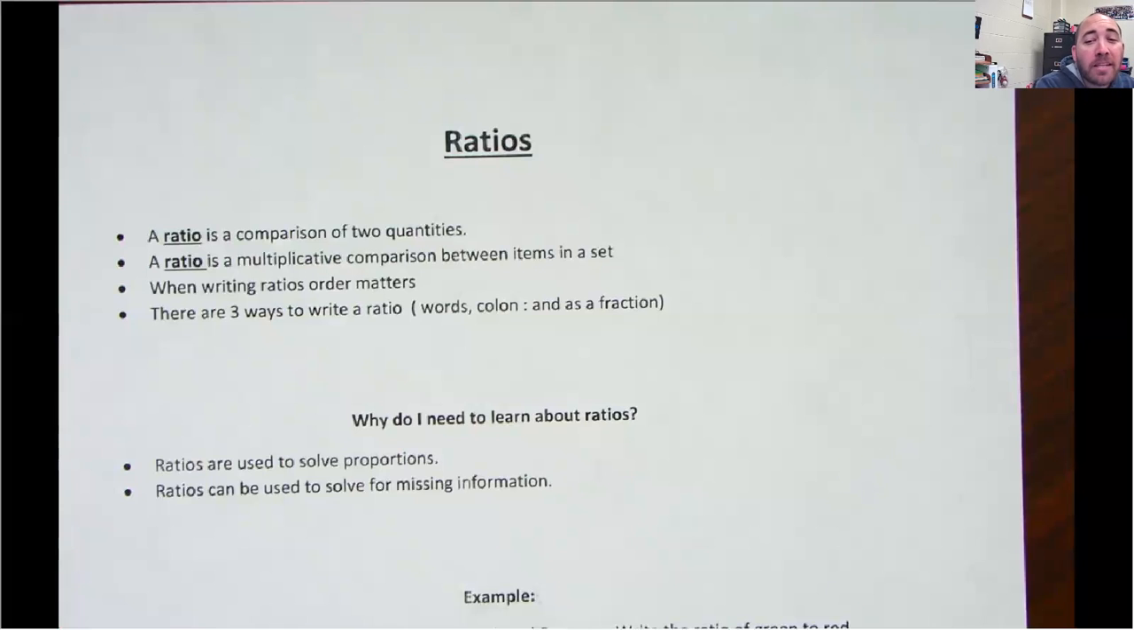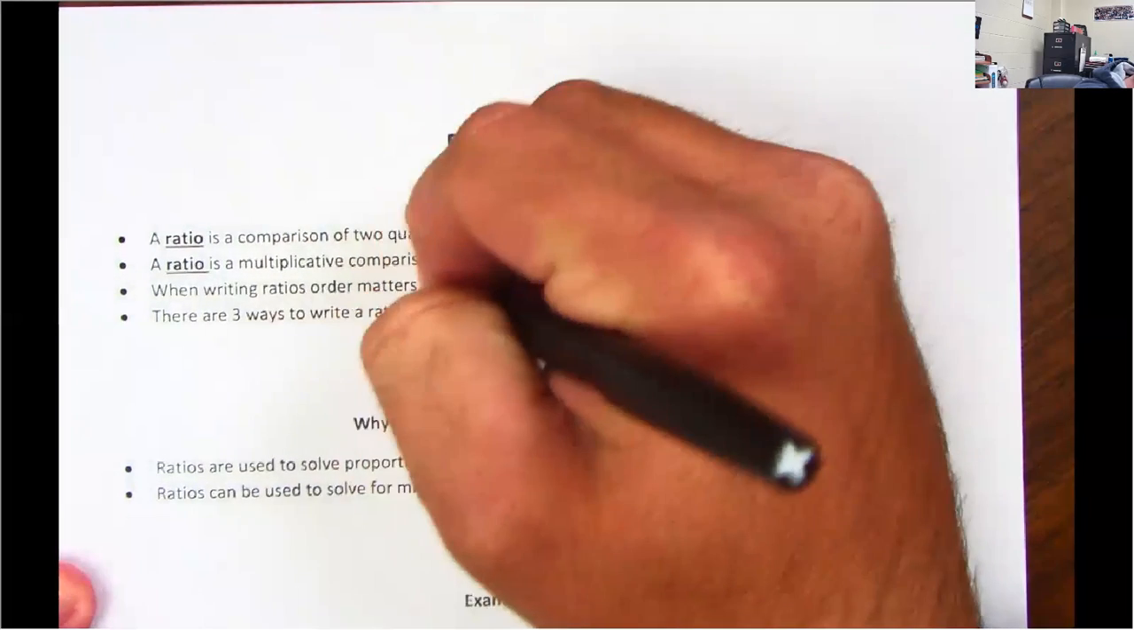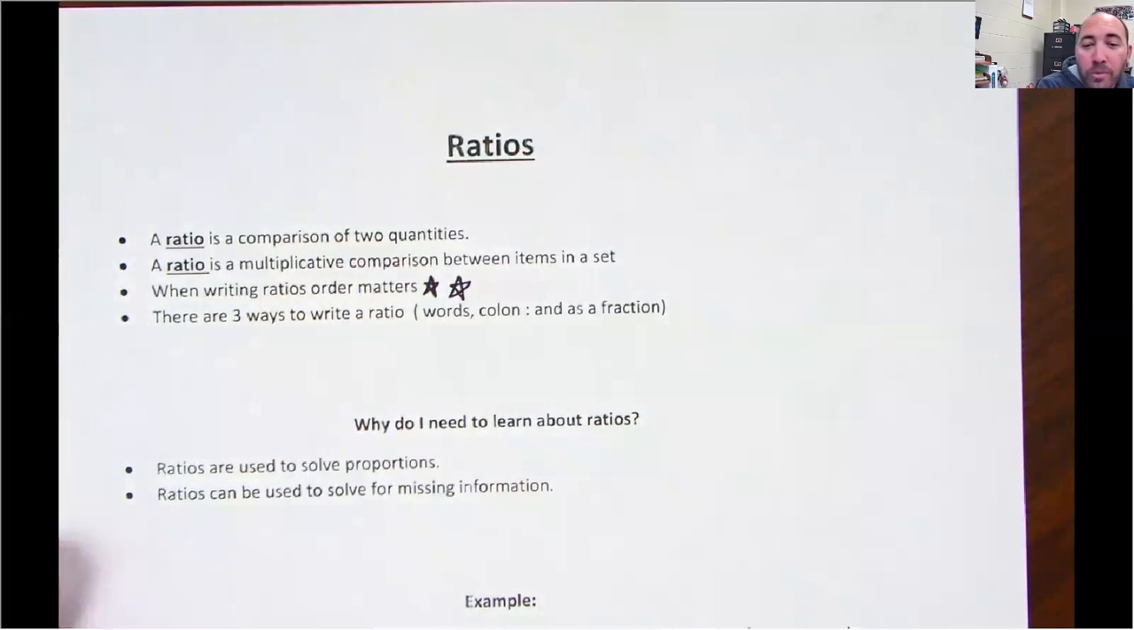A ratio is a multiplicative comparison between items in a set. I'll show you what that means on the next video. Here's the big important thing. I'm going to put a star behind it. When writing ratios, the order matters. If you put it in the wrong order, the ratio will now be wrong. Now, there are also 3 ways to write a ratio. You'll see it in words, with a colon, and as a fraction.